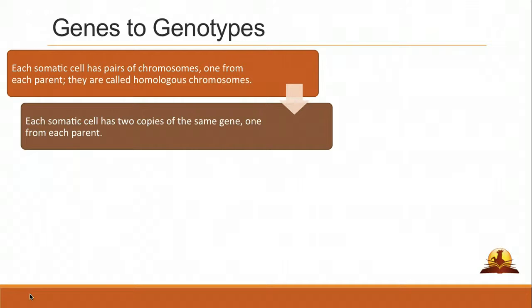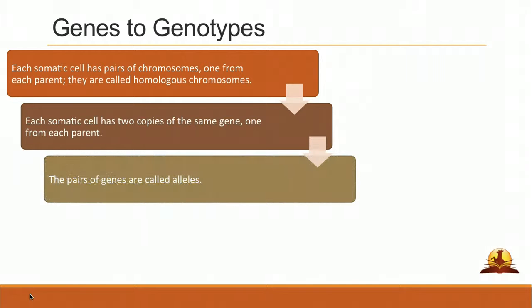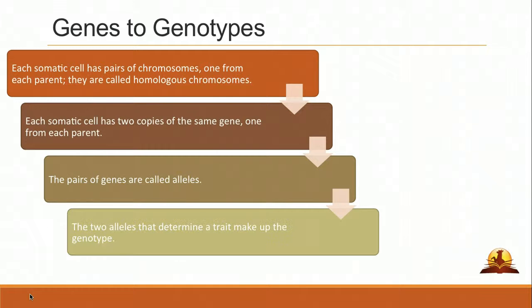Each one has a chromosome from each parent, and in that chromosome, you also have the same gene, one from each parent. These pairs of genes, the one you get from your mom and your dad, are called alleles. Then the 2 alleles, the one from your mom and the one from your dad, depending on which alleles you get, will tell you which traits you're going to express, and that's called the genotype.